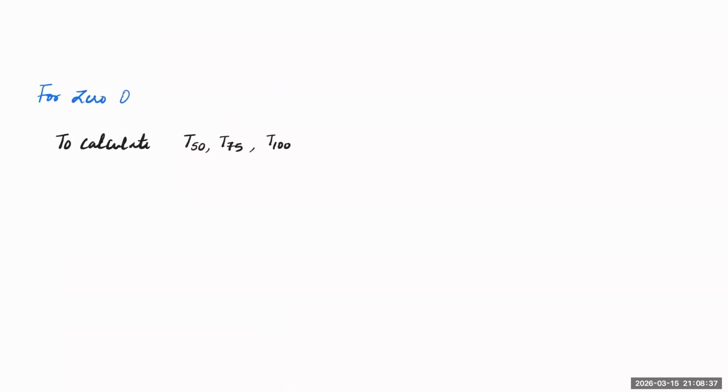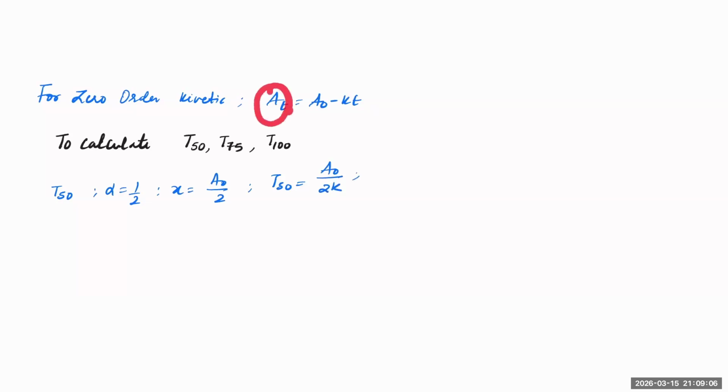Now, as I said, if you want to calculate T50, T75, T100, what is the way to write it down? Check out. For zero order kinetics, we just learned that At is equal to A naught minus kt. If we are talking about T50, that means alpha should be equal to half, so At should be equal to A naught by 2. If I put At as A naught by 2 and bring this kt to the left hand side, I will get T50 is equal to A naught by 2k.